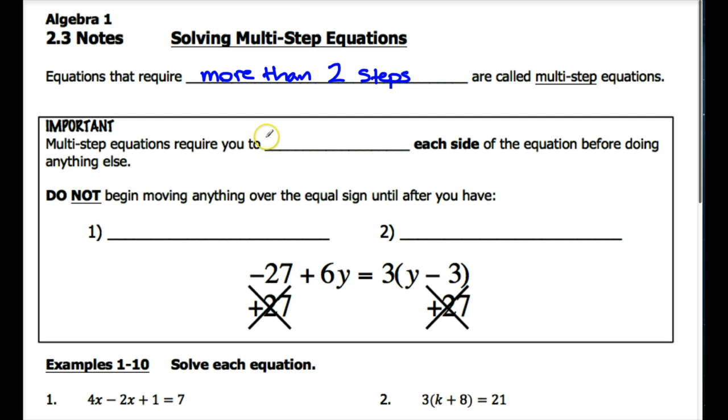One thing you need to remember about multi-step equations is before you start moving things over the equal sign, you want to make sure that you have simplified each side of the equation. If you remember back to our videos over simplifying expressions, simplifying involves two things. Number one, you need to make sure that you've distributed, if possible, on each side. And the second thing is you need to make sure that you have combined like terms.